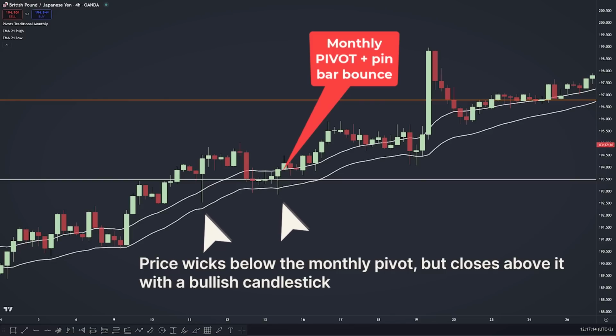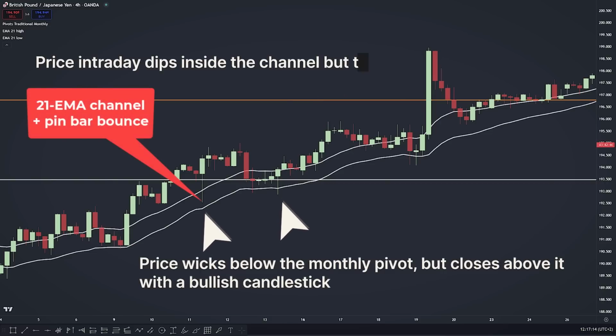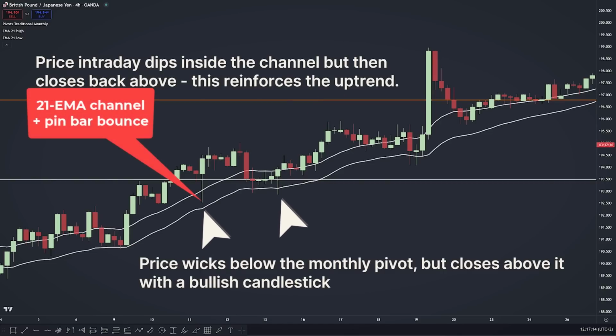If price wicks above the pivot but closes below, that is a fail. The same logic goes for the 21 EMA channel. If price intraday dips inside the channel but then closes back above, that might reinforce the uptrend. If it closes below the channel, that might be a shift.